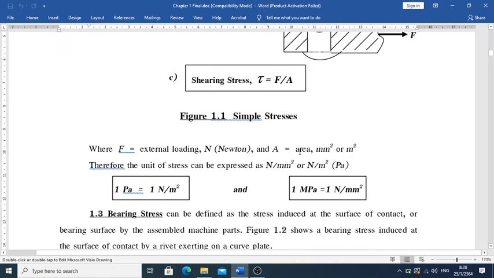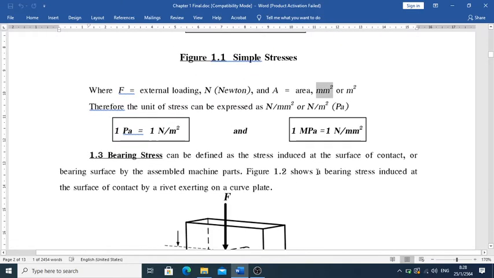This has the dimension of stress. F is in newtons and the area is in square millimeters. Therefore, the dimension of stress is in megapascals, or one newton per square millimeter, respectively.